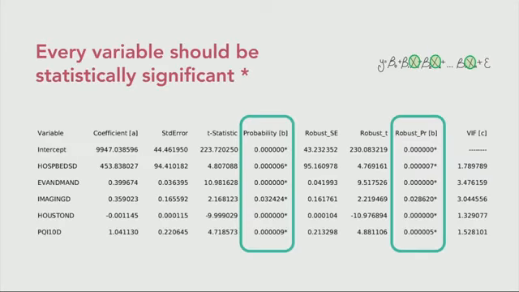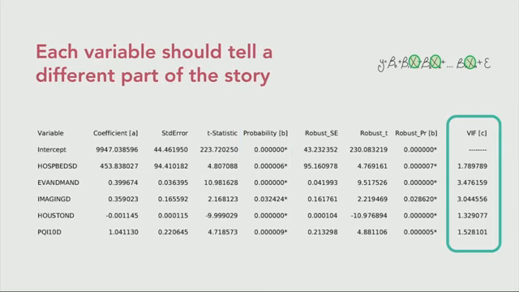So the first thing that we want to check is that every variable in our model is statistically significant. We want to make sure that all variables included are telling an important part of the story. So when you look at the messages window, you're going to want to make sure that there's an asterisk beside the probability for each of the variables that you're including in your model. We also want the variables included to be telling a different part of the story.